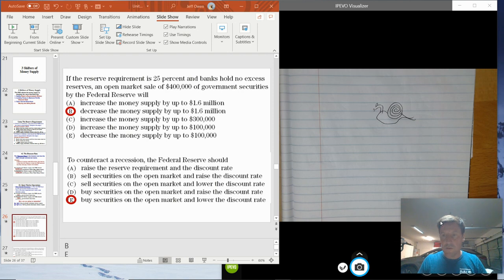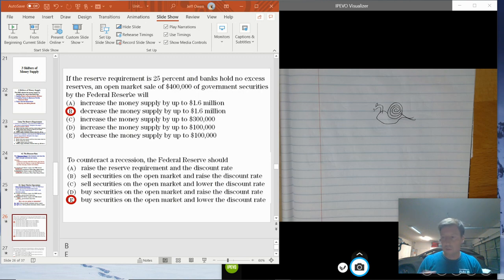This is on tape. So if the required reserve ratio is 25% and banks hold no excess reserves, that means anything they have in excess, they're going to make into new loans. An open market sale of $400,000 of government securities will do what?